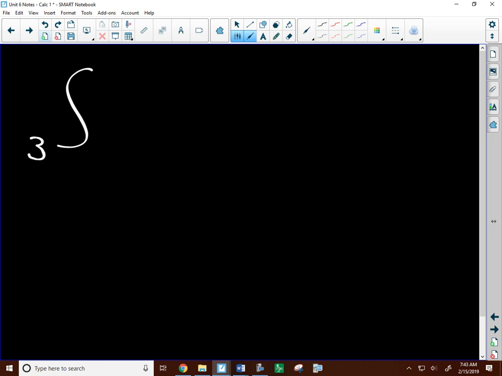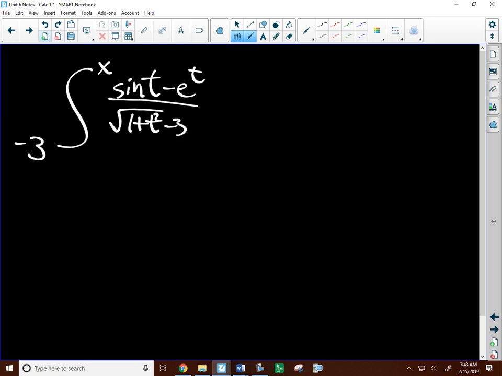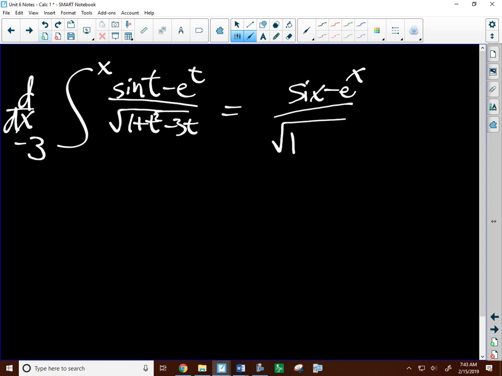So far, here's what we know: negative 3 to x. Let's go with that. Of something here, sine of t minus e to the t over square root of 1 plus t squared minus 3t. The answer is going to be sine of x minus e to the x over square root of 1. Oh, I'm sorry, if we do the derivative of that integral, it's literally just everything there with x plugged in.